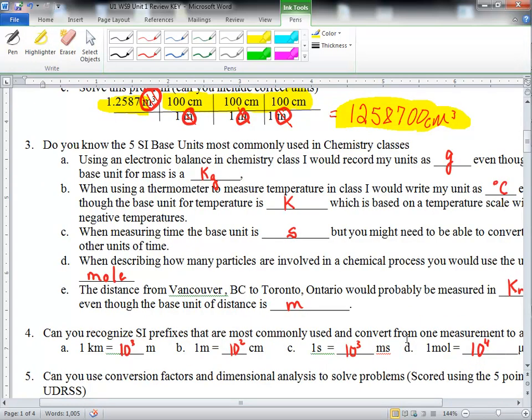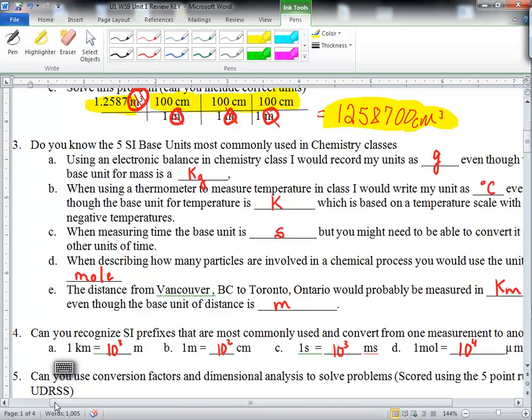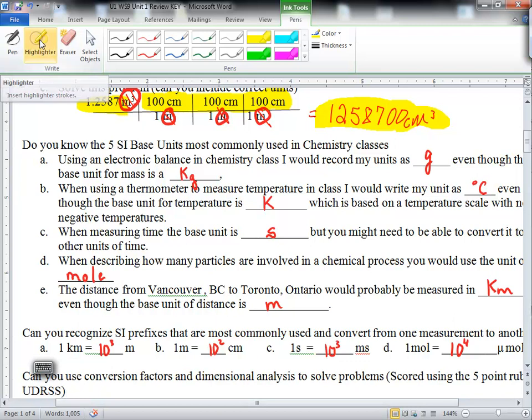Question 3, these refer to SI units and typically used units in the SI system. When we're using the electronic balance in class to measure mass, you wrote it down as the gram, even though you know the base unit for mass is the kilogram. When a thermometer measures temperature, it says degrees Celsius on it, even though the base unit for temperature is Kelvin, and we'll certainly use the Kelvin temperature scale, and you'll come to understand why it is important.